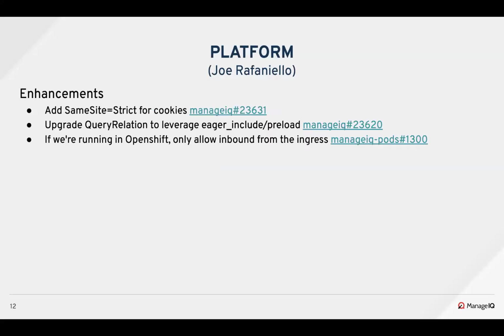Thanks, Adam. For platform enhancements this sprint, Keenan added same site equals strict for cookies to help prevent CSRF attacks. Keenan upgraded query relation for eager include and preload to improve some of the database query performance. And Brandon restricted inbound traffic in OpenShift to ingress only, limiting network access. Next slide.